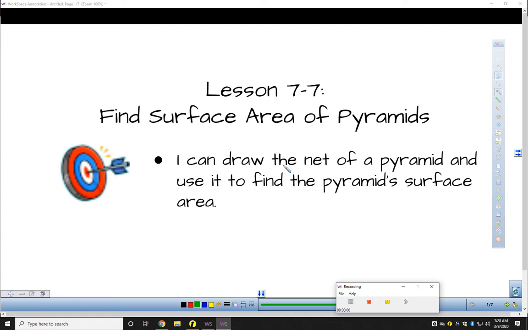Today we're going to be finding the surface area of pyramids. And so we're going to use the idea of nets, and then we will also talk about a formula to find the area of all of the faces on a pyramid.